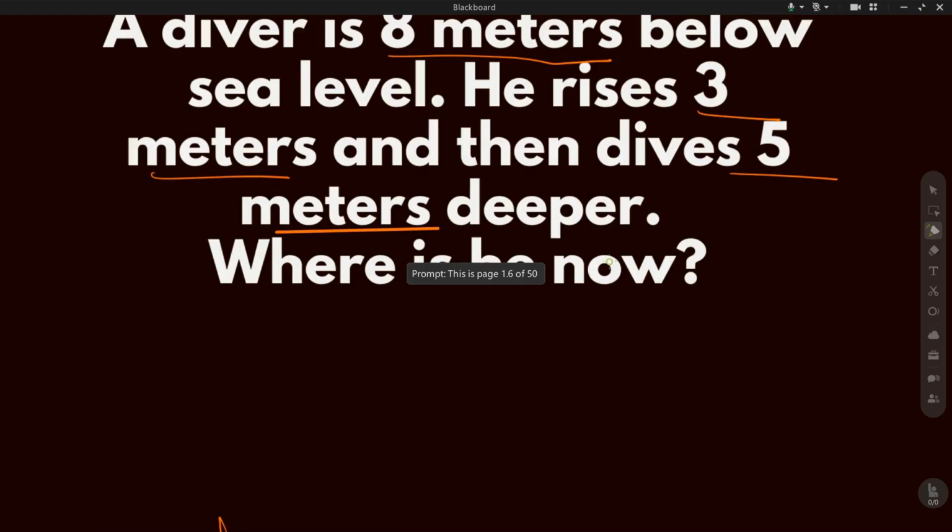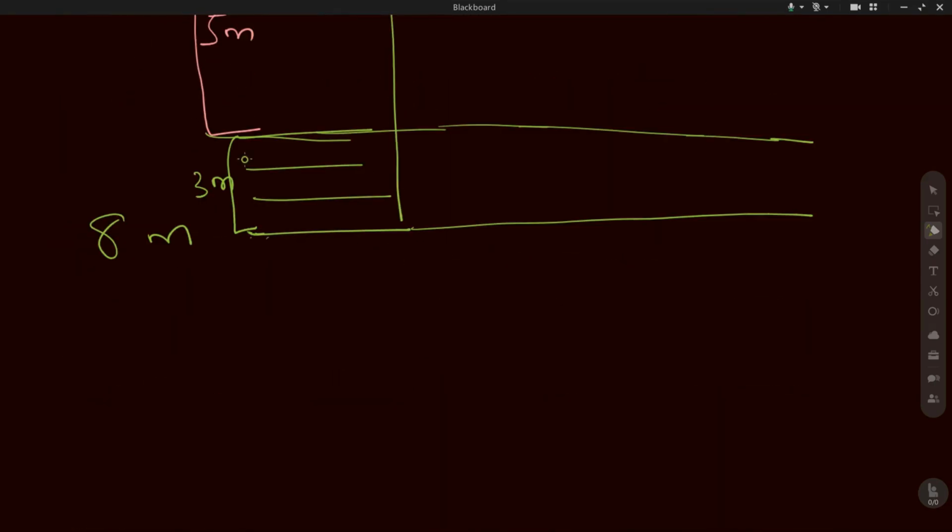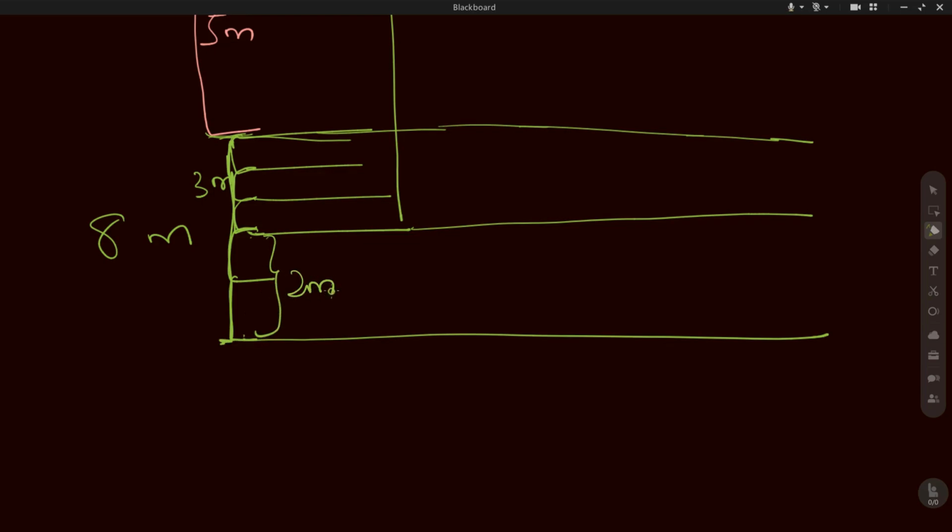Now, it says, and then dives 5 meters deeper. So from this 3 meters now, he dives 5 meters deeper. So don't forget, this is 1, 2, 3 meters. So this will be 4. Let's say this is 5 meters. So he dives 5 meters deeper, from here to here is 5 meters deeper, that means this place to this place will be 2 meters. So this is 2 meters below the original 8 meters that he started from.